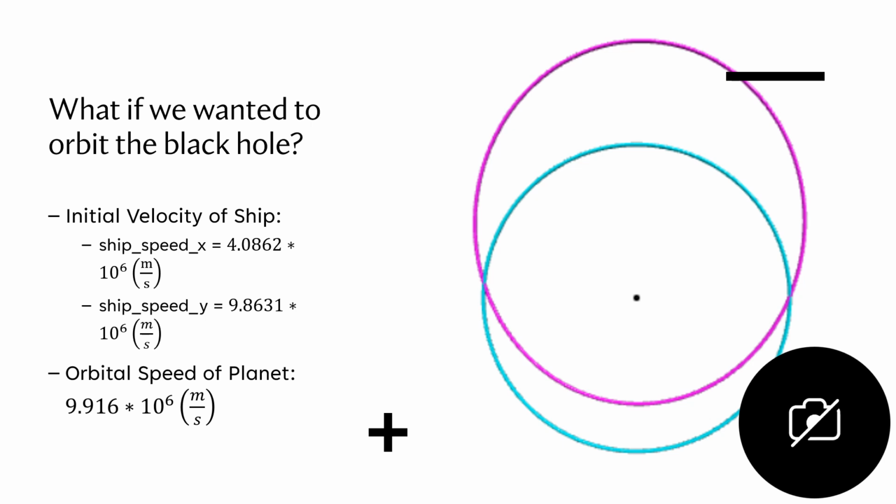So the final question was a derivative of part two, saying what if instead of wanting to slingshot ourselves, we wanted to orbit the black hole? It's found that the initial velocity of the ship would need to be 4.08 times 10 to the 6 meters per second in the x direction and 9.86 times 10 to the 6 in the y direction. And it was also found that the ship orbits the black hole at about 9.1916 times 10 to the 6 meters per second.